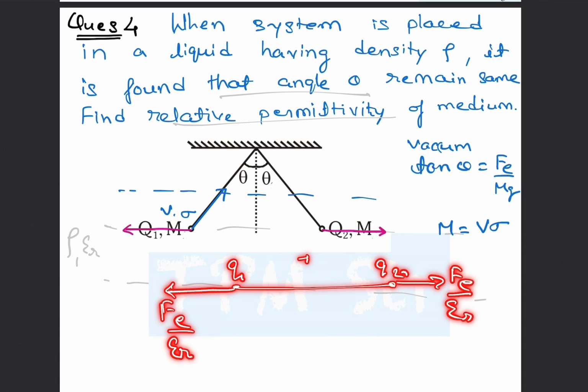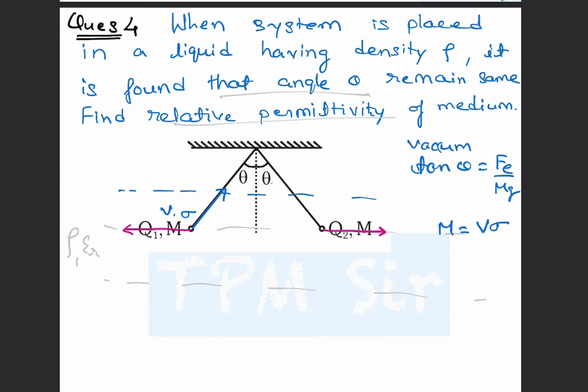But the net force decreases because the medium gets polarized. This is a different concept. The medium also applies some force, and due to that the net force decreases by epsilon r. You know that epsilon r is always greater than 1, so yes, the net force will decrease. So I am going to put the value here that will be Fe by epsilon r. Now the force has become Fe by epsilon r, and mg is still acting.